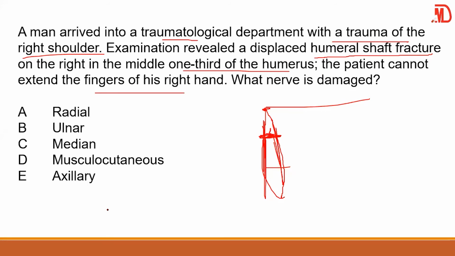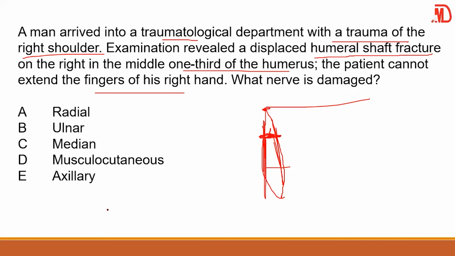So now let's go for what nerve they are referring to. Normally, if you look at the anterior 1/3 of the humerus, the majority of the nerve that passes there is, how do you call it, the radial nerve. Now let me just quickly take you guys through the pathway for the radial nerve.